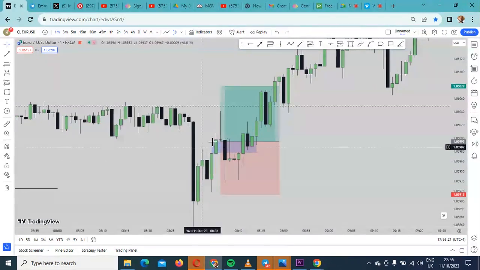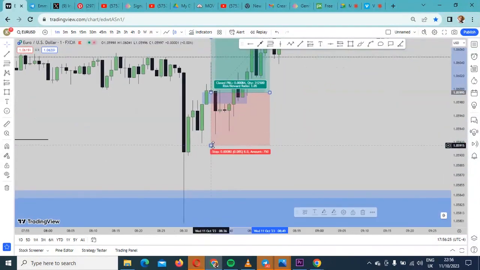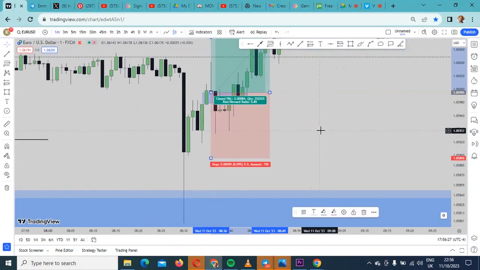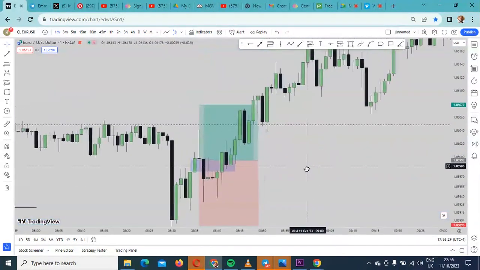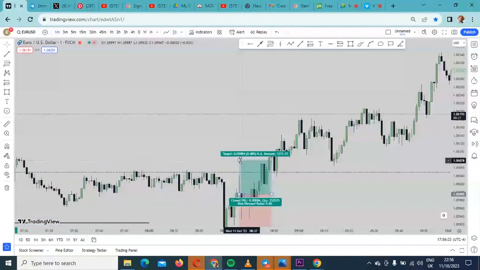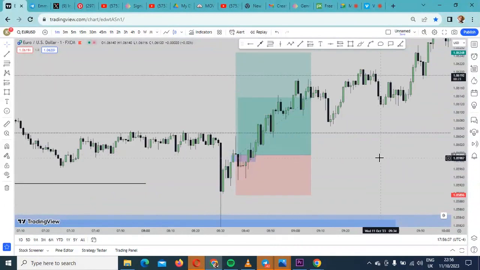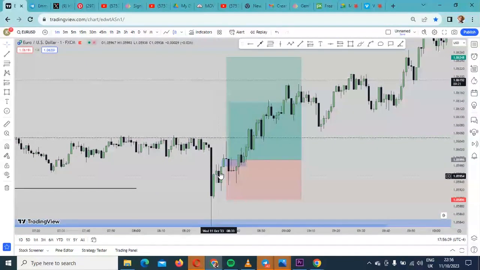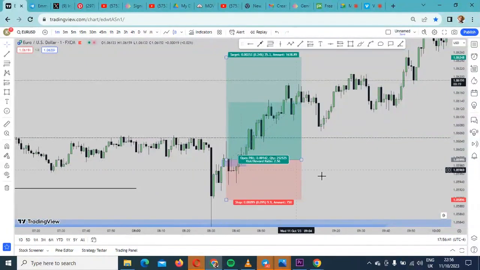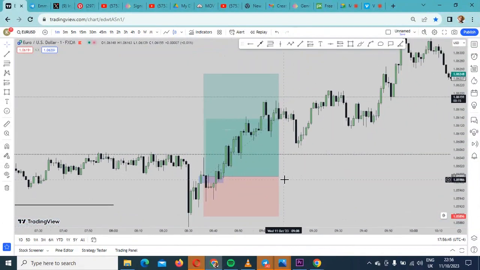That was our entry at the FVG as price got into it. Stop loss to be just a bit somewhere here. Okay, so that's basically how it works. So see the higher high, higher low, price taps the FVG, and that's how I was able to catch this price. Who does not understand?